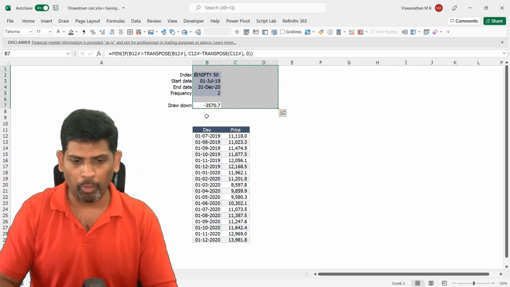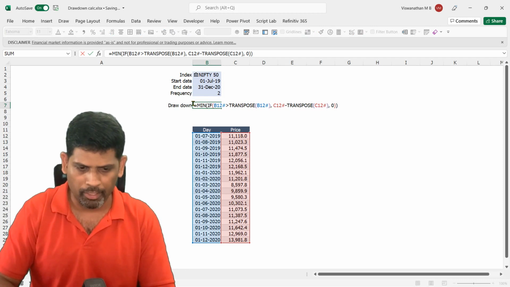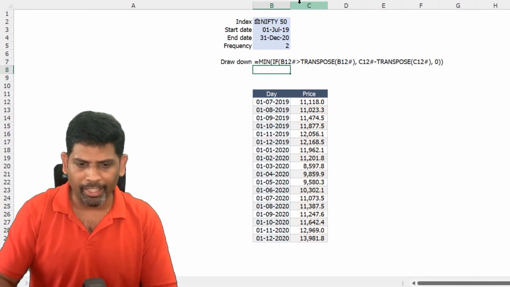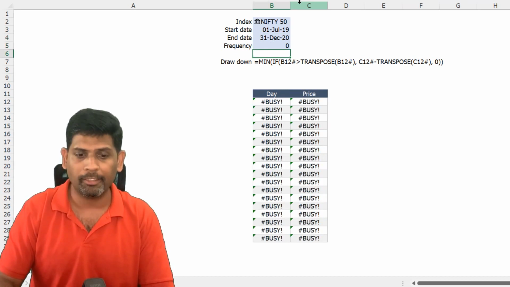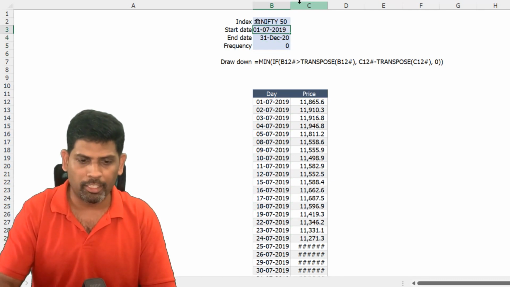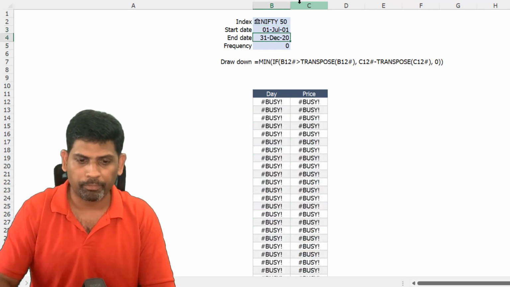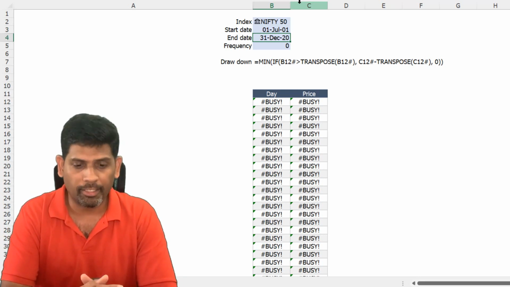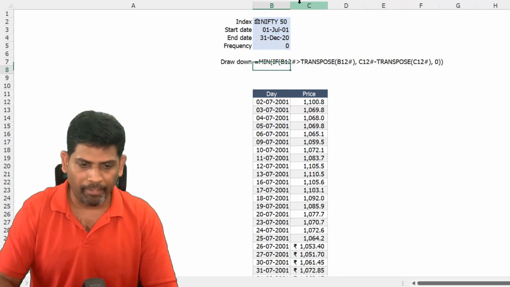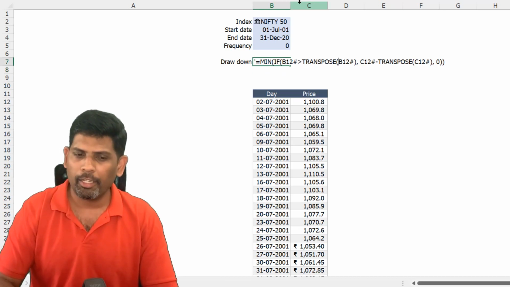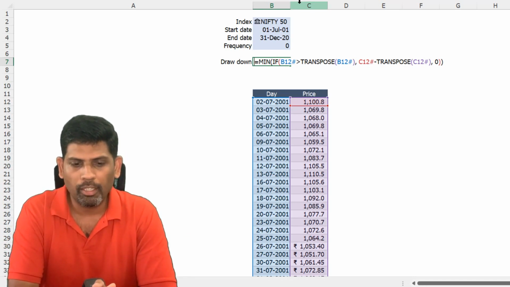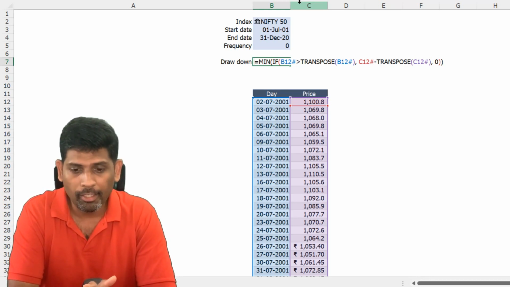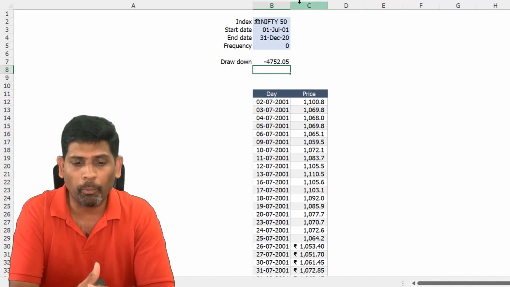Let's just see here. Let me comment out this formula first. I'm going to increase my data size here. I'm going to change the frequency of the data to 0, which is daily data, and let me even make the starting point 1st July 2001. That's a pretty large data set. Now if I try to apply this drawdown calculation, it's going to take its own time. You will see that I pressed enter and it's still running. Hopefully the calculation will happen. It's just taking time. You saw, it's not really something that you can work with.